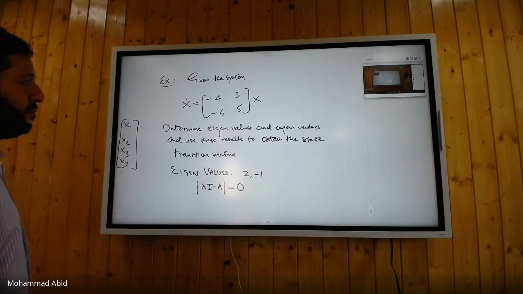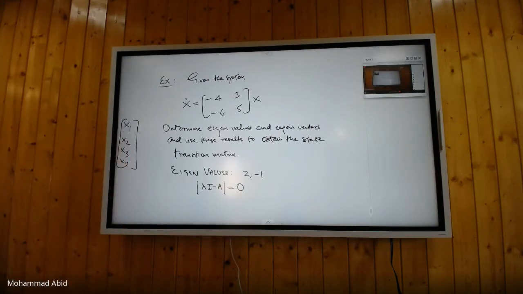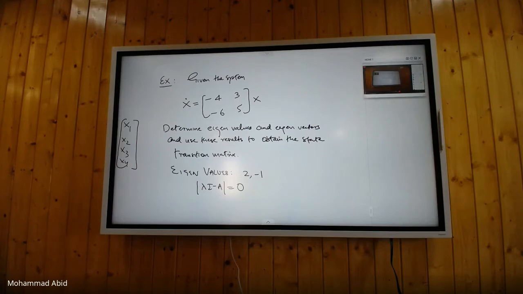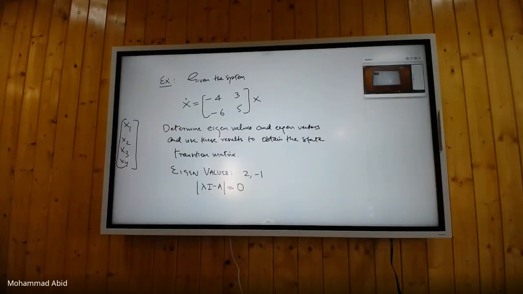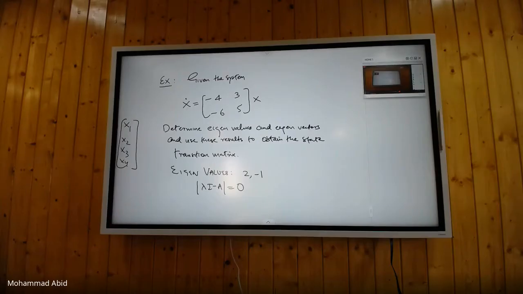Roll number 11. 12. Yes, sir. Who is roll number 12? Basel. Yes, sir. What's your name? Sir, Basel Shaukat. Okay, get me the eigenvectors. Get me the eigenvector corresponding to the eigenvalue minus 1. Okay, sir.